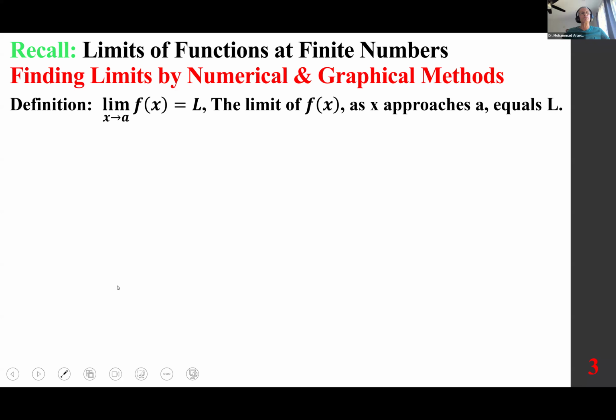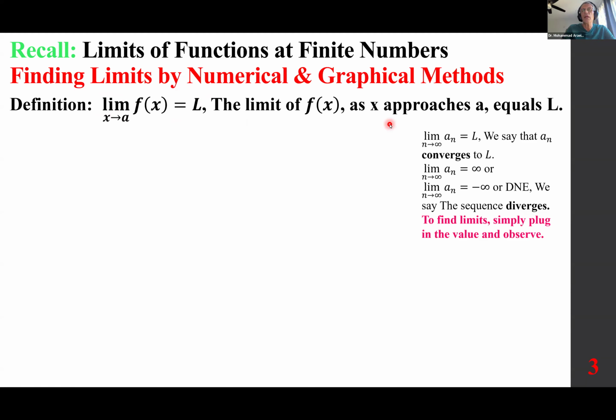So recall, limits of functions at finite numbers, finding limits by numerical and graphical methods. This says the limit of f of x as x approaches a equals L. The limit of a sub n as n approaches infinity is equal to L. We say that a sub n converges to L. If it's infinity, negative infinity, or does not exist, we say the sequence diverges. To find a limit, simply plug in and observe.